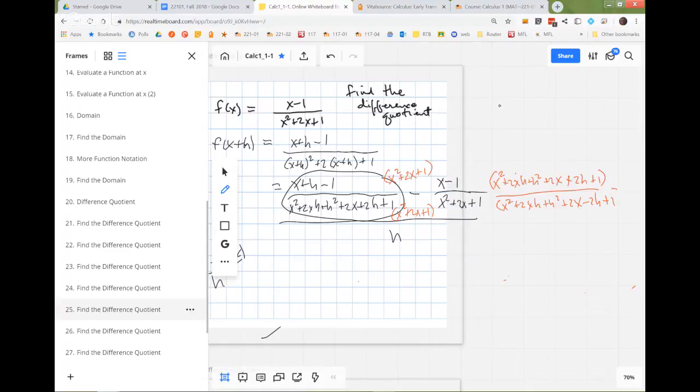So that's the beginning, because in order to get this H to cancel, we have to at least get that top into one quantity instead of two, instead of a subtraction problem. As you can see, there's a lot going on here, and this is going to take a while.